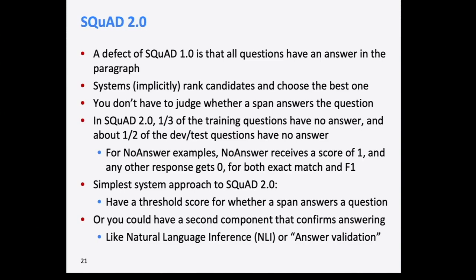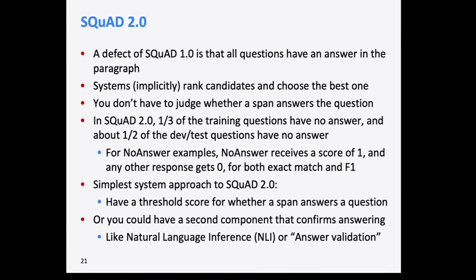So for SQuAD version 2, for the dev and test sets, half of the questions have answers and half of the questions just don't have an answer in the passage. It's a slightly different distribution in the training data. The way scoring works is that no answer counts as one word, a special token. So if it should be a no answer and you say no answer, you get a score of 1 under either exact match or the F measure. And if you don't do that, you get a score of 0.